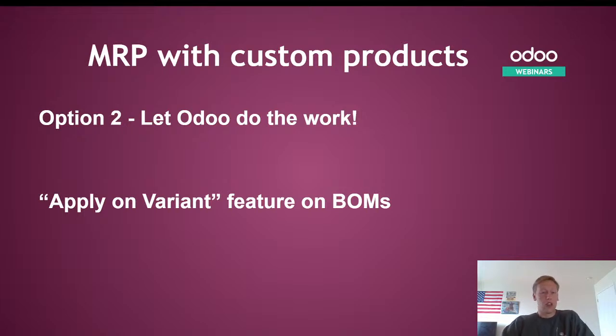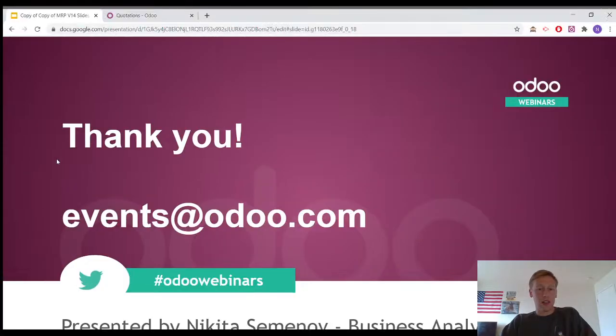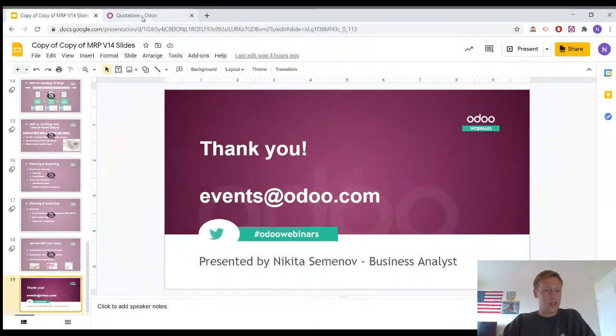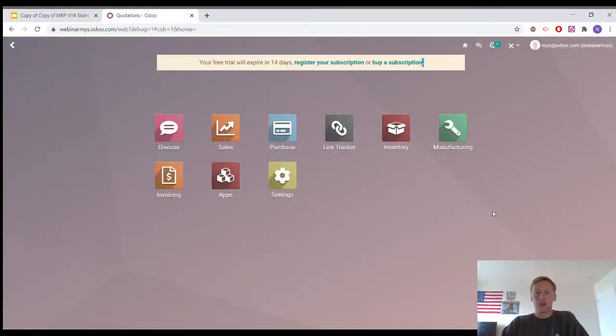Okay, so let me just switch to the real life database and show you guys how that can be done. All right, let's see here. So just switch to the database here, and this is a usual Odoo database where I have pre-configured a couple of products and BOMs.